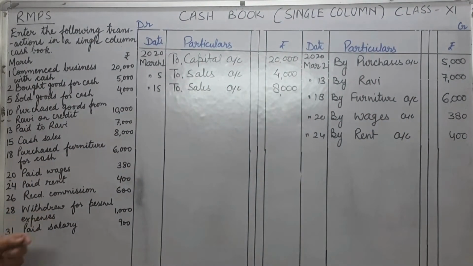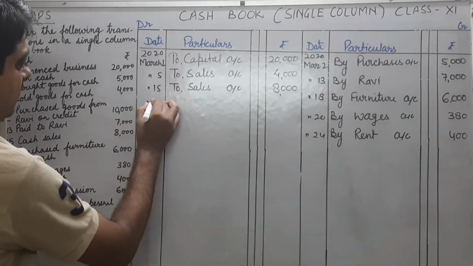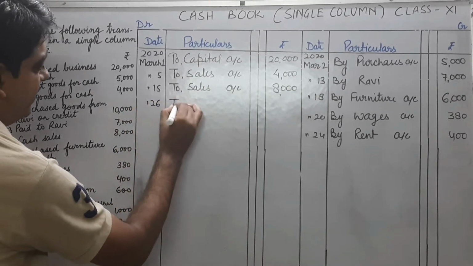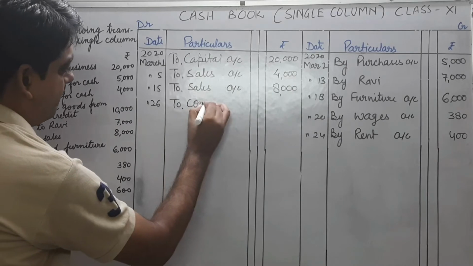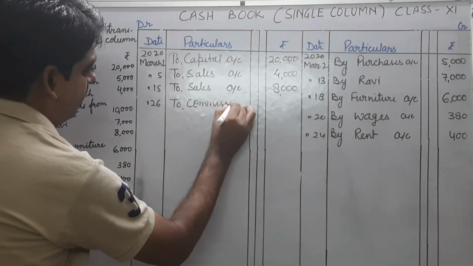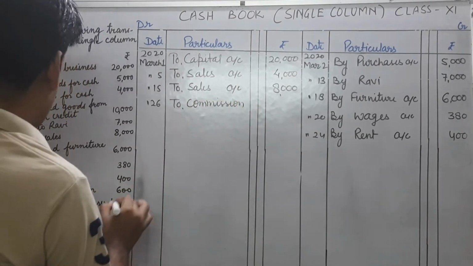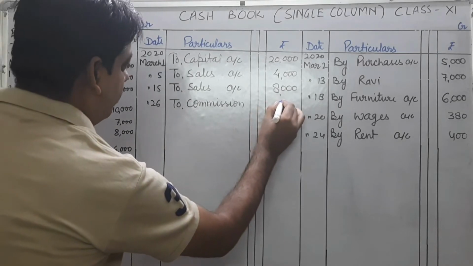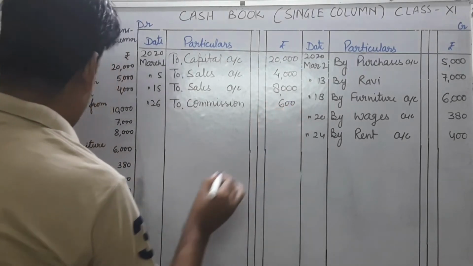Next is received commission rupees 600. This is one of our receipts. Date is March 26. Cash account debit to commission. Rupees 600 will come in amount column.